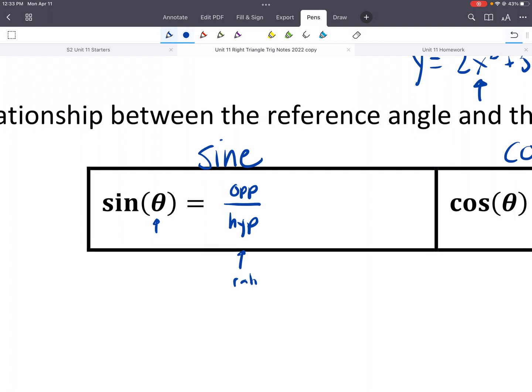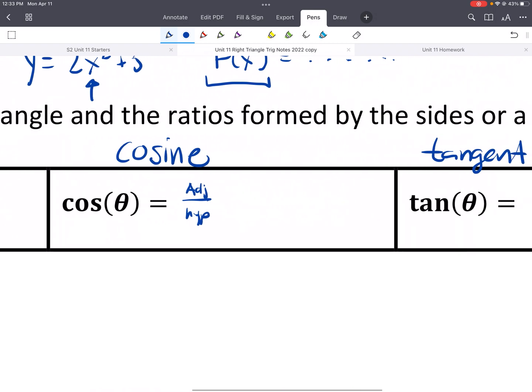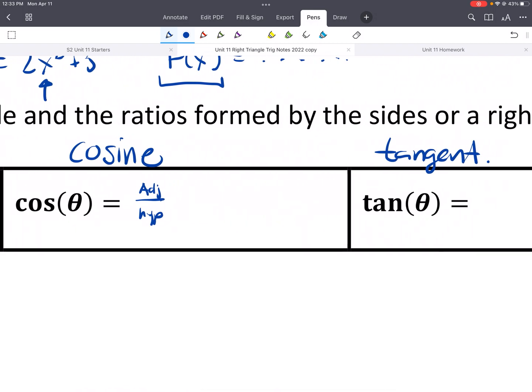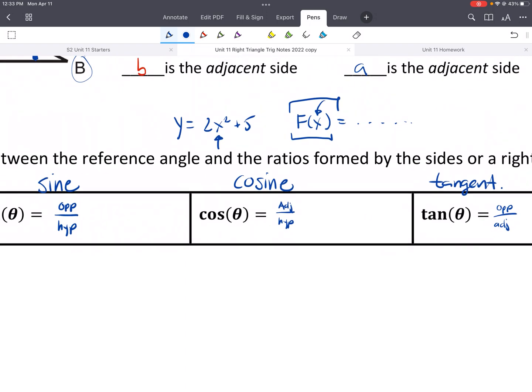All right, so that works for those two sides, but for cosine it's going to be adjacent over hypotenuse. So basically we're writing down all the different combinations of the sides of a triangle. And then tangent is opposite over adjacent. All right, so if you're given any two sides of a triangle, then you would be able to come up with one of these ratios.